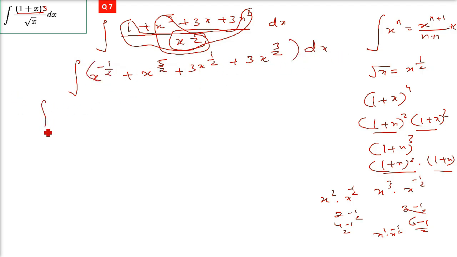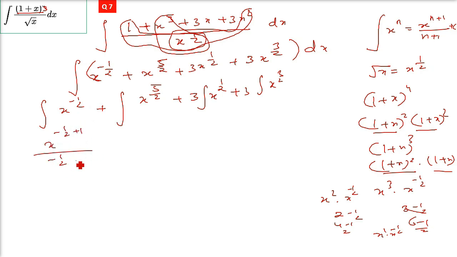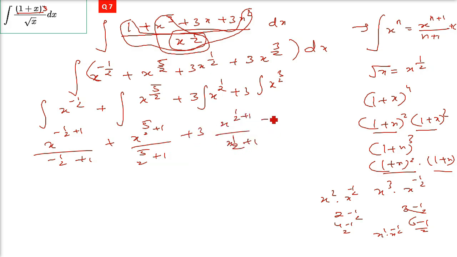Now just separate them out. Integration of x raised minus half. Dx is with every term. So we have a mutual commitment that dx I will not write, and you will understand that dx is already there. So I'm separating them out. Just take the constant out. So here we have 3x raised 3 by 2, and now integration of this, as I told you, you will use the formula x raised n plus 1 by n plus 1. X is negative half plus 1, negative half plus 1, plus x raised 5 by 2 plus 1 divided by 5 by 2 plus 1. Here also 3x raised half plus 1 divided by half plus 1. Here 3 is a constant. X 3 by 2 is x 3 by 2 plus 1 divided by 3 by 2 plus 1.